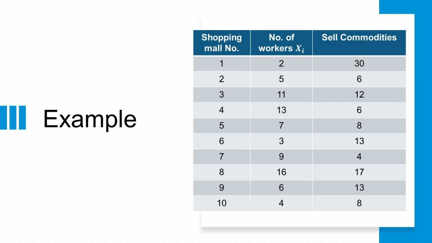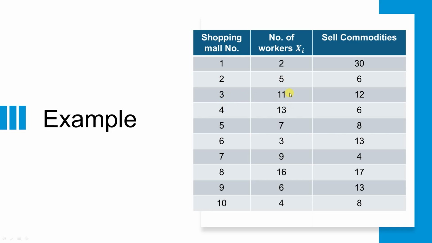Let us consider one example. Here is a list of shopping malls, the number of workers, which is xi, and the sell commodities. The sell commodities depend on the number of workers xi. That is why the number of workers is considered the auxiliary variable and the study variable is sell commodities. So now we need the second column itself. What is the first step? We need to generate a random number from 1 to N. Here in this example N is 10. Let us consider the generated number is 3.